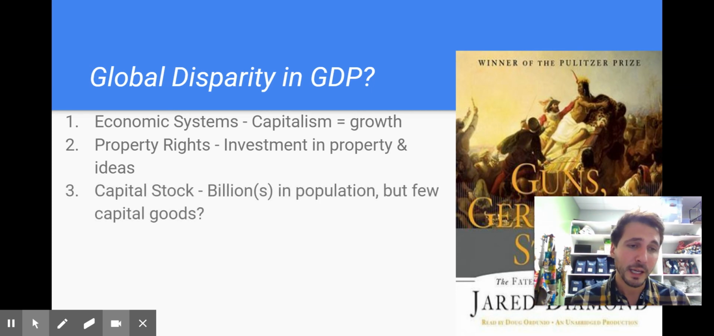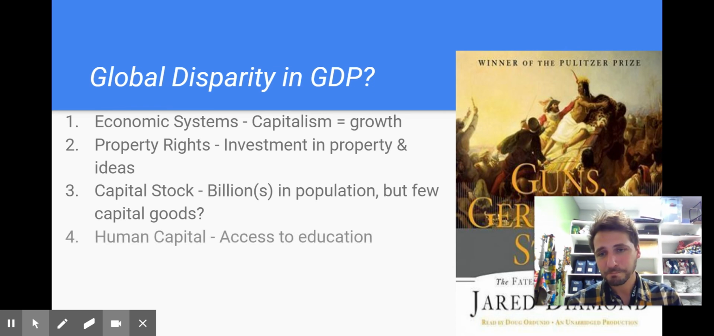Capital stock is very high. What's capital stock? It's just the amount of labor assets you have in your nation. So when you have a lot of good capital goods, your population is going to be much more productive, right? And that increases your GDP per capita.